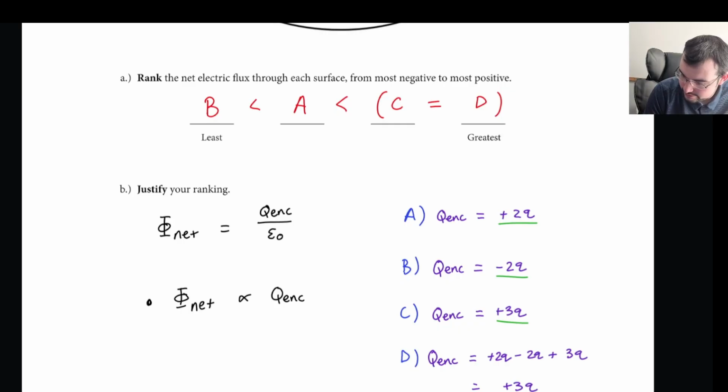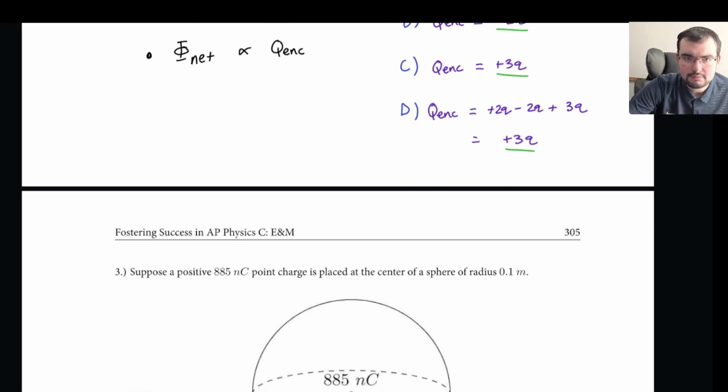And again, to justify that ranking, we just look at the enclosed charge. B is enclosing negative 2Q. A is enclosing positive 2Q. And C and D are enclosing positive 3Q. So we're just ranking that.